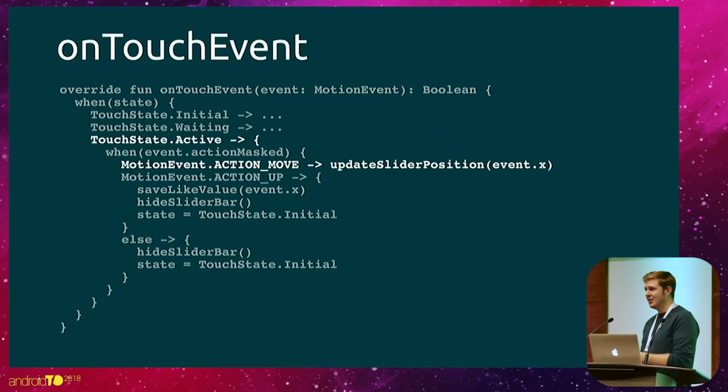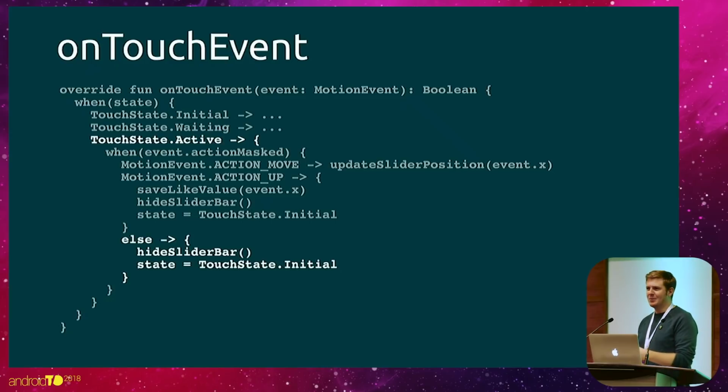And now we're in the active state, and we can actually take in input and look at the values. So if you see an ACTION_MOVE, you just update your slider position. If you see an ACTION_UP, that means the finger's been raised. We take that final value and save it, hide the slider bar, and return to the initial state. And finally, if it's anything else, anything unexpected, I think it's always good to return to the initial state and bring everything back to before the gesture initiated.